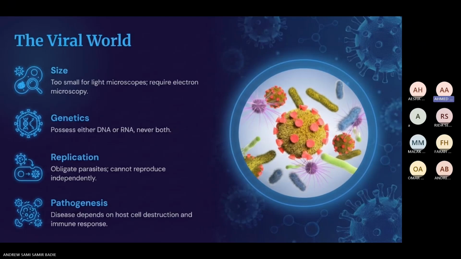Thirdly, they depend on living inside the cells. That's why we call them obligate parasites. They cannot reproduce on their own. They must get inside the cell and make multiple copies of themselves. And last but not least, what's their purpose? They cause diseases by destroying our own cells and triggering the immune system.